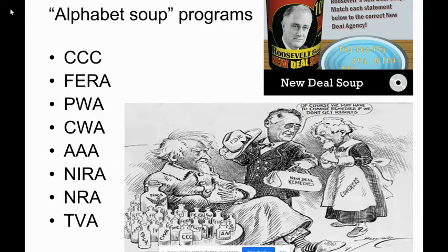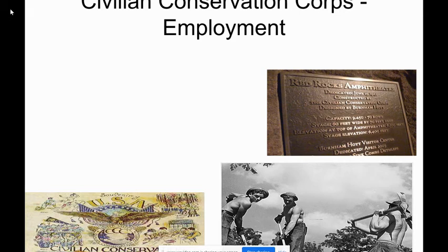Okay. We're going to go through a bunch of acronyms, and I know this is going to be really tough to remember, but we kind of call this the alphabet soup of his programs. So I'm going to give you the ones that I feel are the most important, the ones that I think AP is most likely to ask you about.